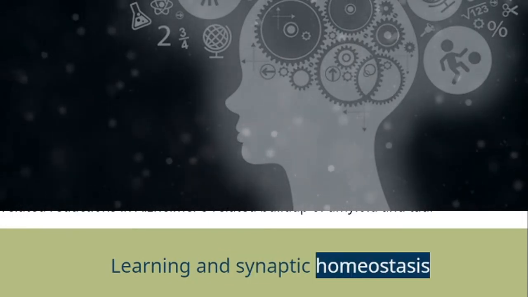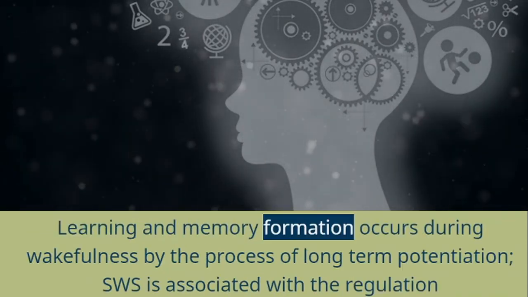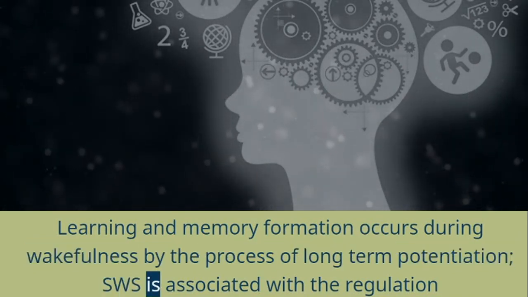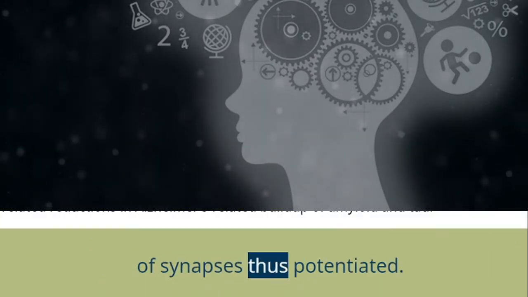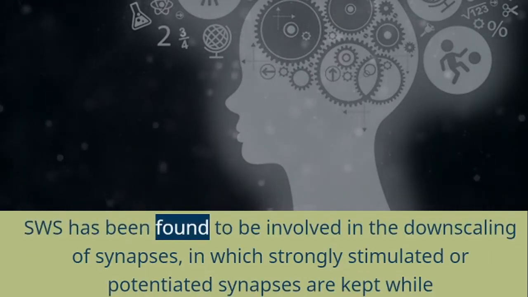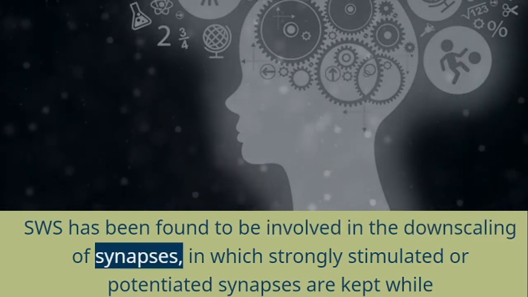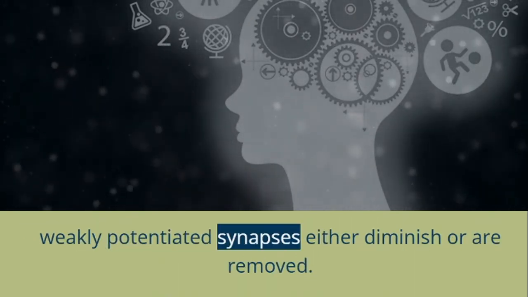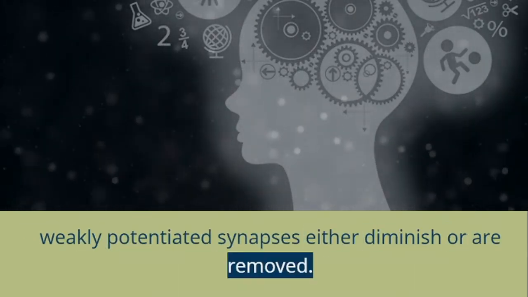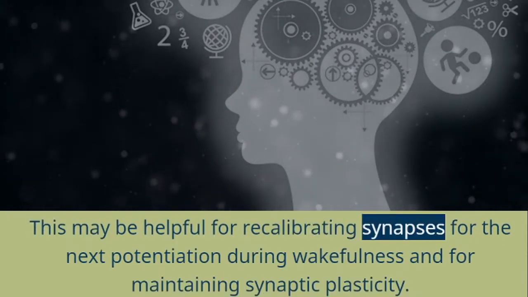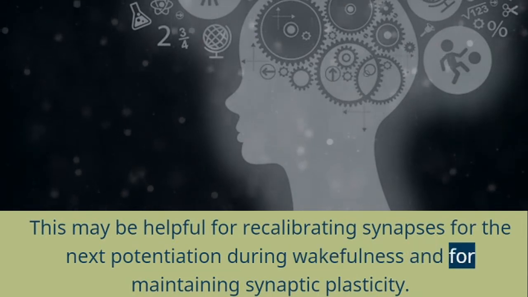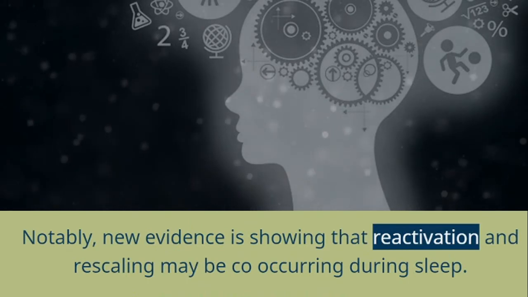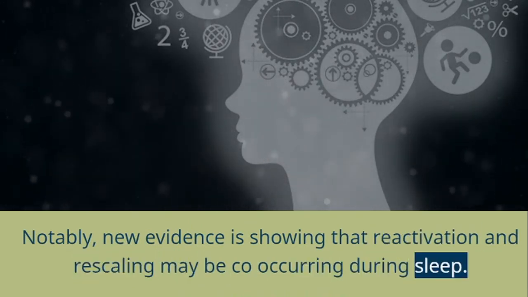Learning and synaptic homeostasis. Learning and memory formation occurs during wakefulness by the process of long-term potentiation. SWS is associated with the regulation of synapses thus potentiated. SWS has been found to be involved in the downscaling of synapses, in which strongly stimulated or potentiated synapses are kept while weakly potentiated synapses either diminish or are removed. This may be helpful for recalibrating synapses for the next potentiation during wakefulness and for maintaining synaptic plasticity. Notably, new evidence is showing that reactivation and rescaling may be co-occurring during sleep.